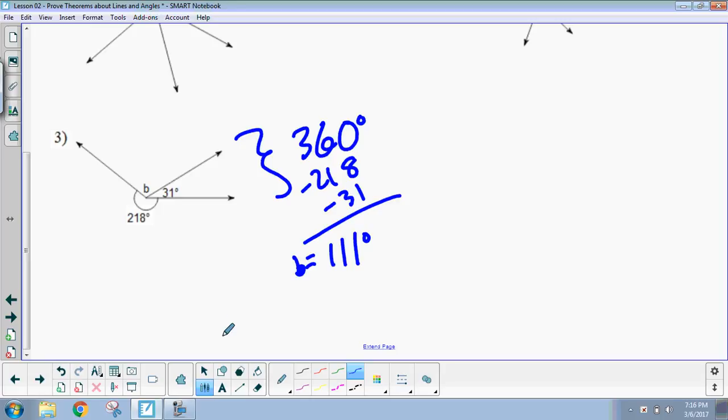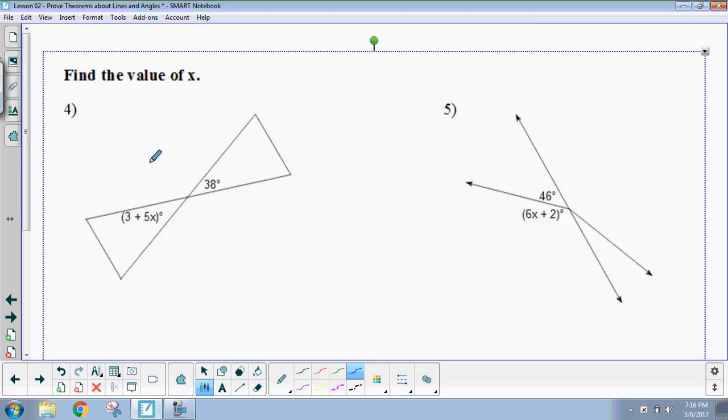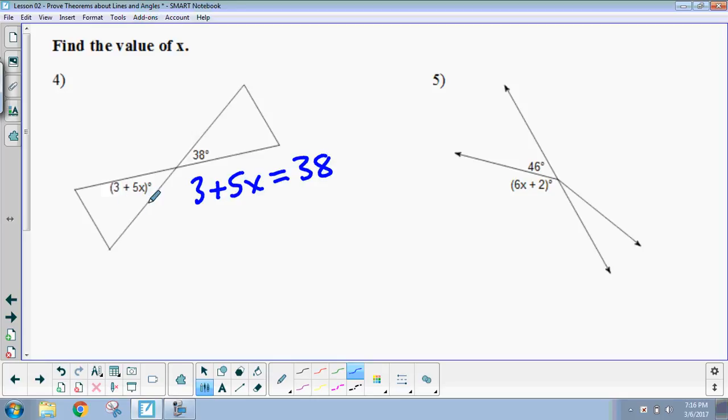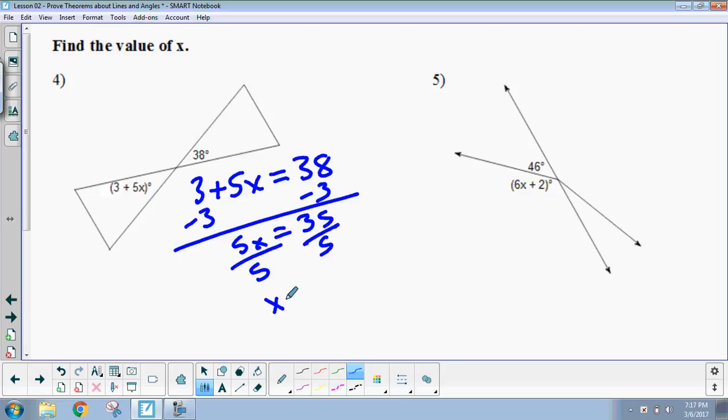And number 4. Again, take a second. Think about the properties. Think about where the angles are. Keep it simple. Vertical angles, they should be congruent. So make it happen. 3 plus 5x should equal 38. And then just solve for x. 38 minus 3 should be 35. Divide by 5. And we get 7.